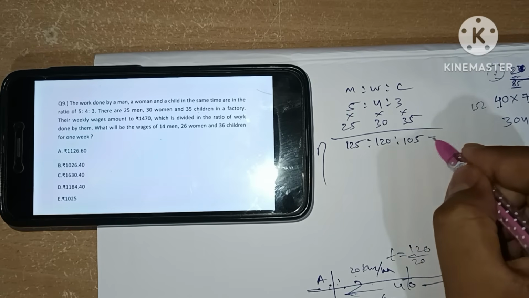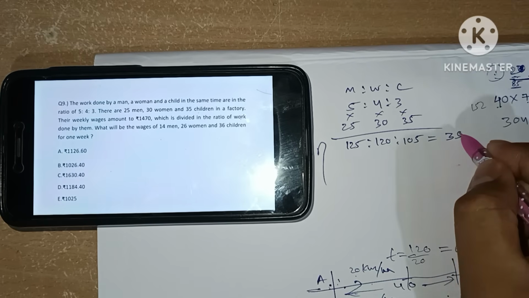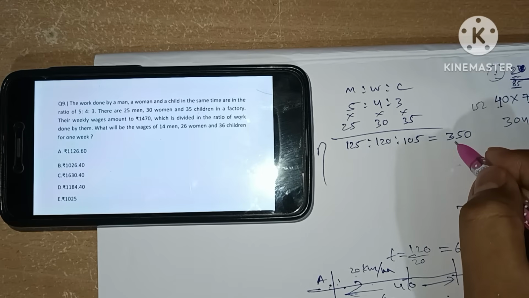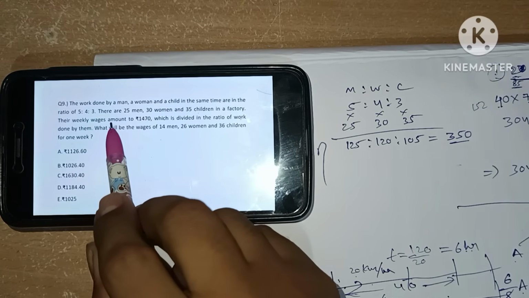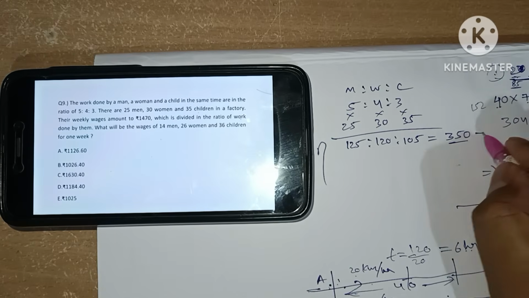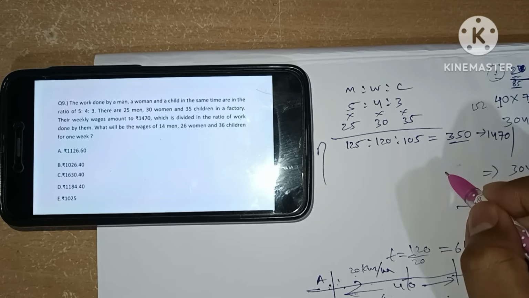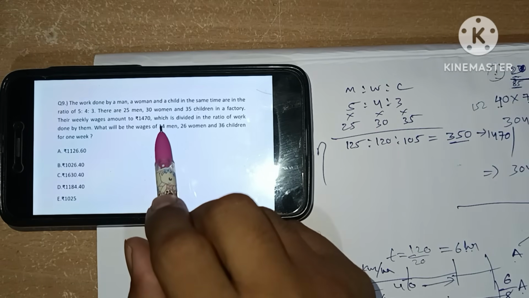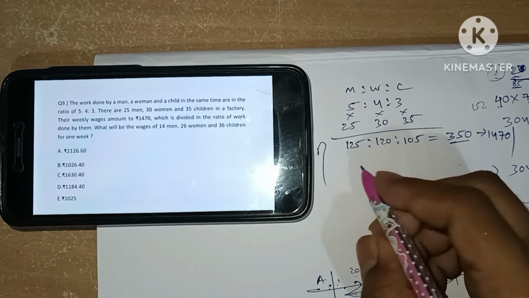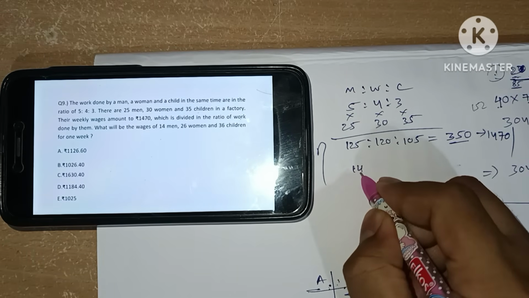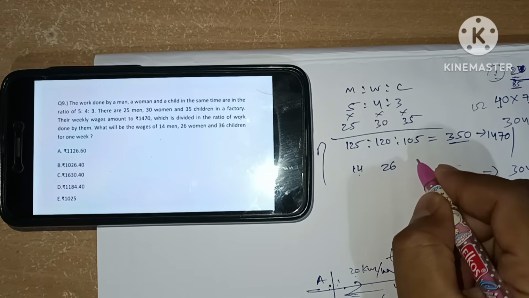So sum of all these efficiencies will be 350. So for 350 units of efficiency, their weekly wages is 1470. Okay, next the question says, what will be the wage of 14 men, 26 women and 36 children.